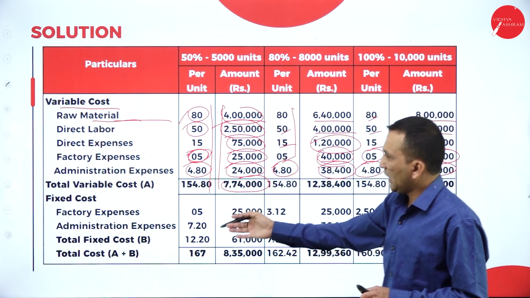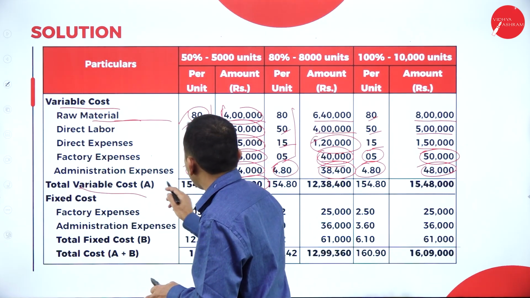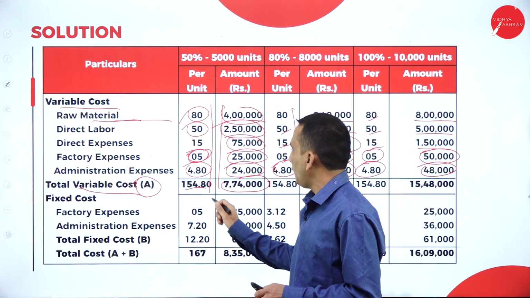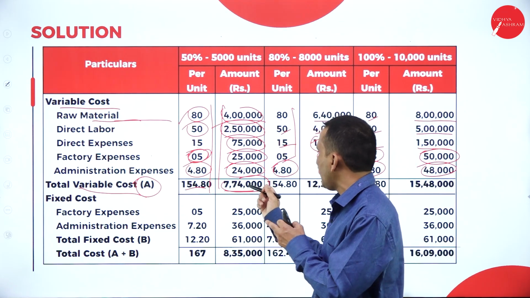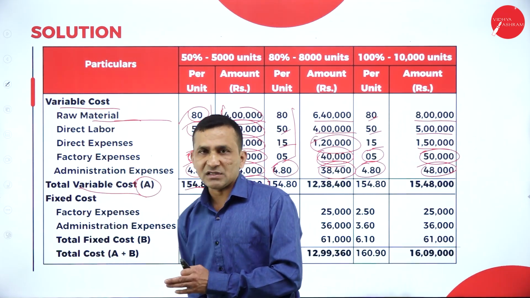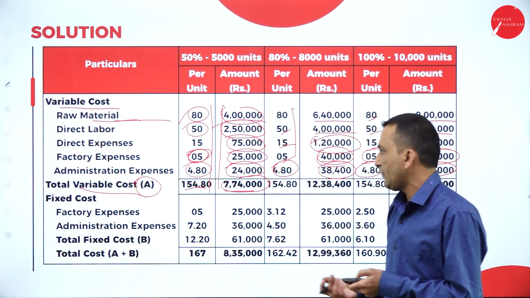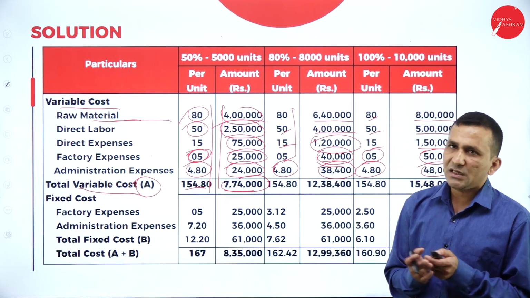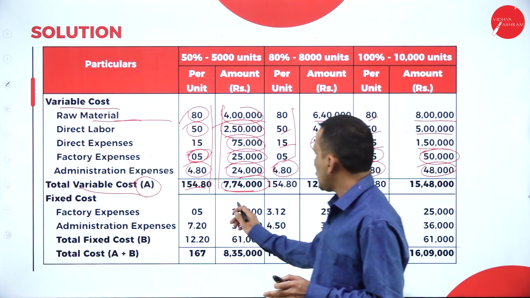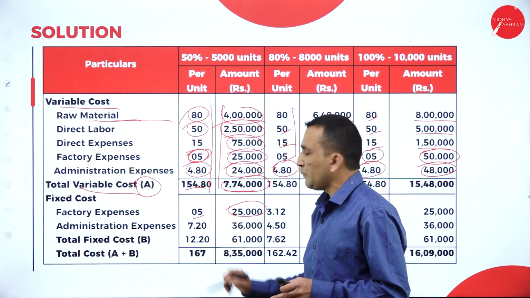So now vertically we are taking a total, which is nothing but the total variable cost. We call it, symbolically, A here. So here 154.80, 7,74,000, whatever the total you are getting, from this we need to subtract the fixed cost. The fixed cost information is also given. The factory expense 50,000 is given, 50% we need to consider for fixed. So that's what 25,000 I have written. Again 25,000 divided by 5,000, 5 rupees per unit.